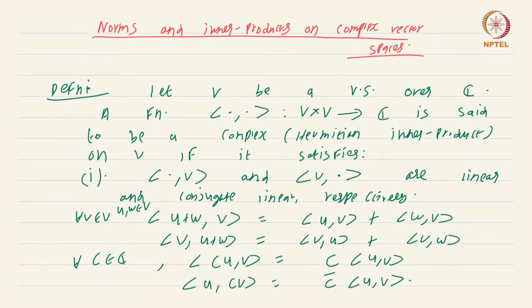So if you fix the second slot, what you get is a linear mapping from V to C. On the other hand, if you fix the first slot, what you get is not quite linear, because when you multiply by a complex scalar, what comes out is the conjugate of that complex scalar. Such things are known as conjugate linear or antilinear. Now, this was the first property.